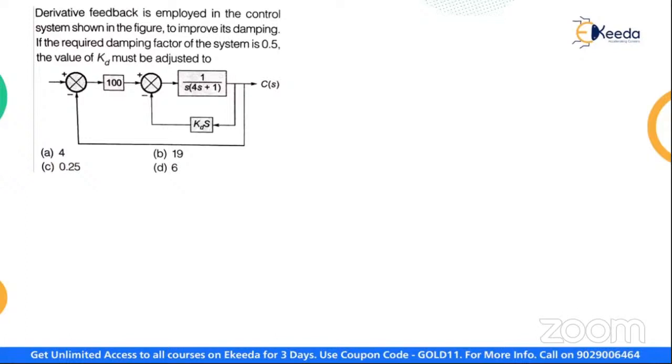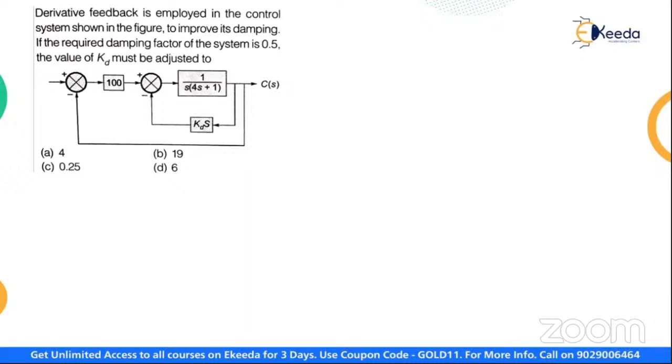Consider derivative feedback is employed in the control system shown in the figure. To improve its damping, if the required damping factor of the system is 0.5, the value of KD must be adjusted to. Means they are asking that the damping factor of the system is 0.5, and they are asking what value KD must be adjusted to in order to improve the damping. So some requirement is given, and based on the requirement, you have to tune the value of KD such that it is met. Okay.